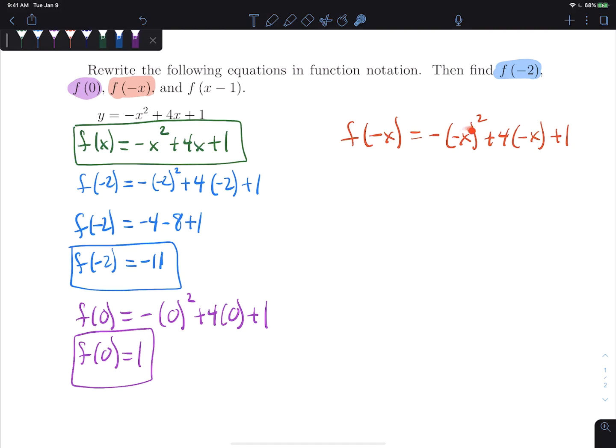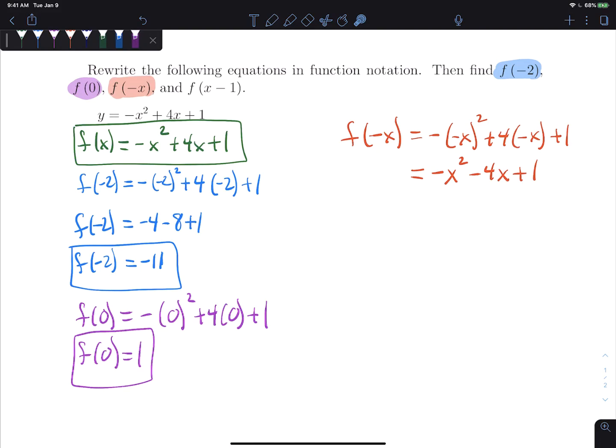But this time, notice that this negative x squared is going to become positive x squared, because this is a negative x times negative x. There's two negatives here. But there's another negative on the outside here, which tells me that this becomes negative x squared. For the second term, we have 4 times negative x. 4 times negative x is negative 4x. And the last bit is still plus 1.